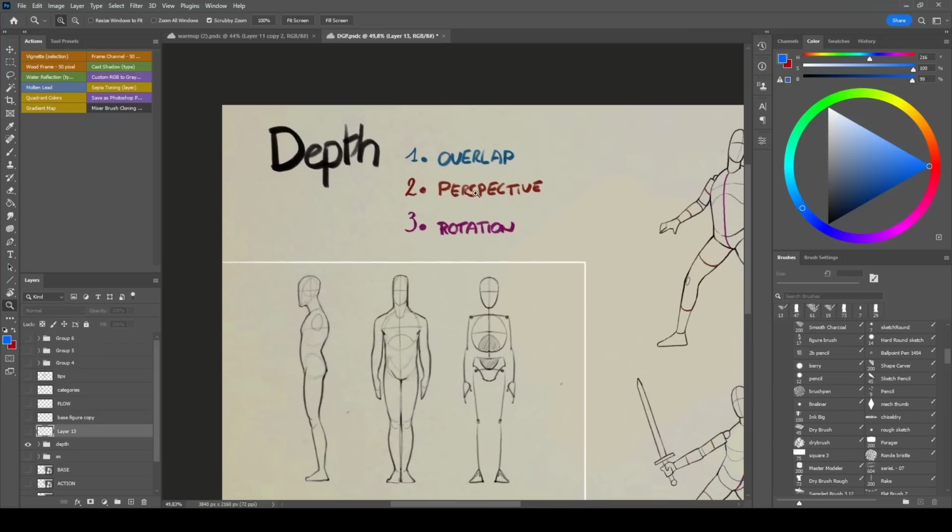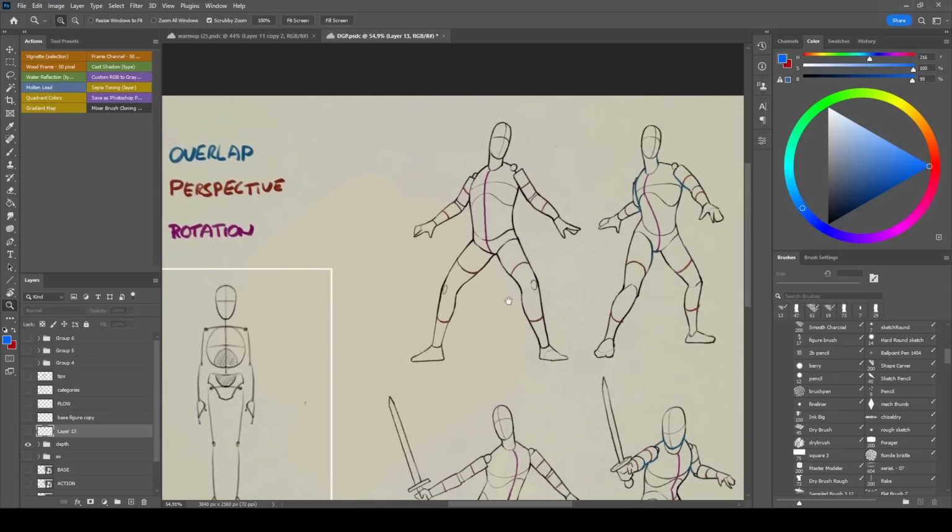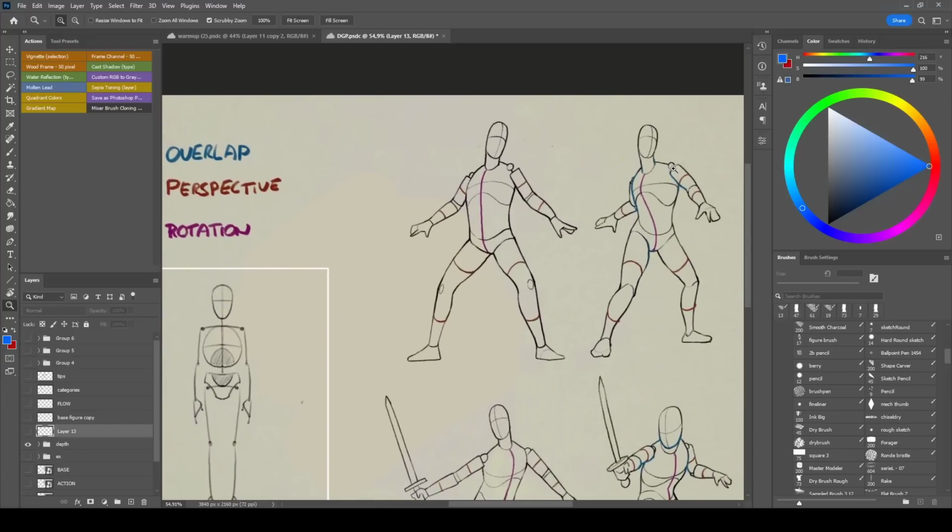So first of all, once again, we have depth, and the way I use depth in a scene or in a figure is going to be with overlap, perspective, and rotation. Now, overlap is a fairly straightforward one. It means that we are going to try to compose our figure in a way where we can angle things so that we have our limbs going in front of our chest and our chest going in front of the other limb, for example.